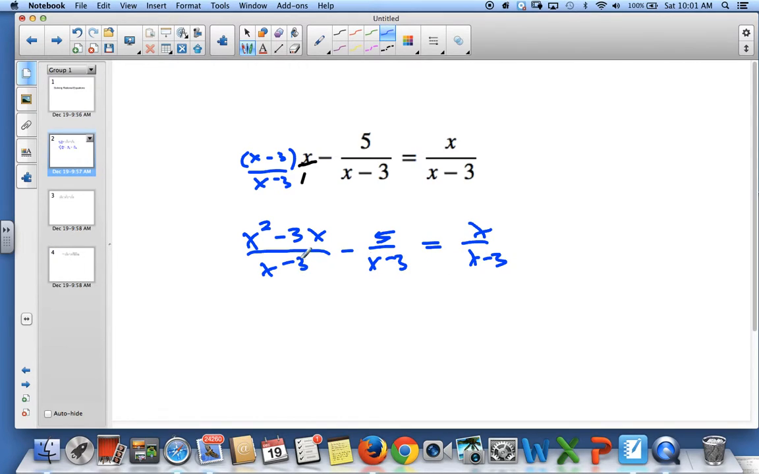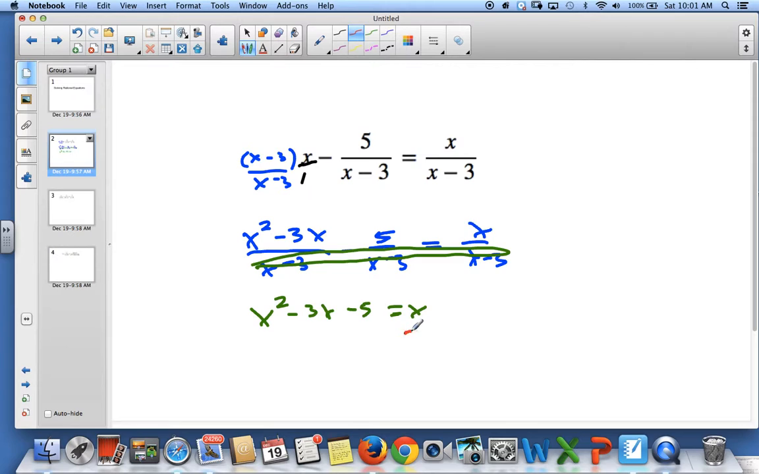Now, since all three denominators are the same, that means the numerators must match up. The equation with only the numerators will result. So I essentially eliminate the denominator and just write x squared minus 3x minus 5 equals x. And I solve this. I've taken a very complicated problem and turned it into a somewhat reasonable problem. It's still a quadratic equation. We have to work on solving that.